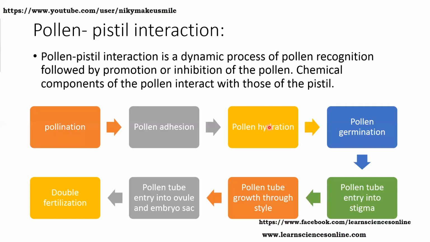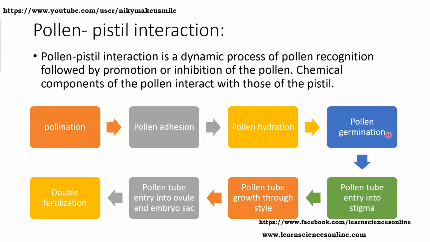See, pollen grains are very much dehydrated. Why are they so dehydrated? Because they need to restrict themselves from germinating before reaching the stigma. So they are very much dehydrated. Once they reach the surface of a stigma, they absorb water and then start germinating a pollen tube. This process is known as pollen hydration.